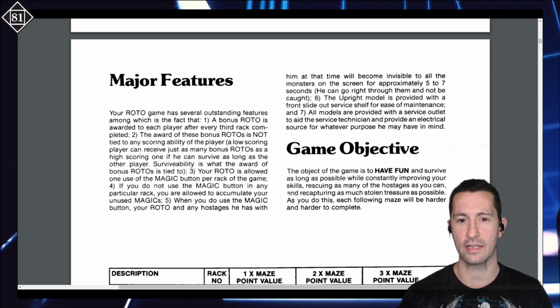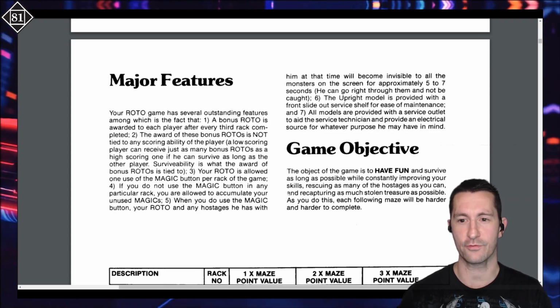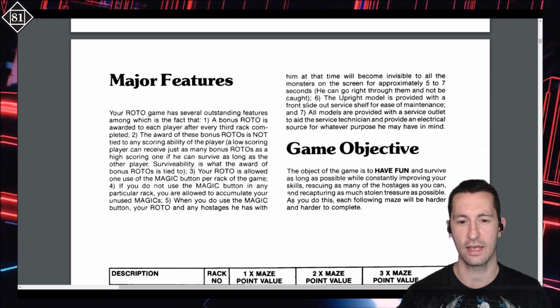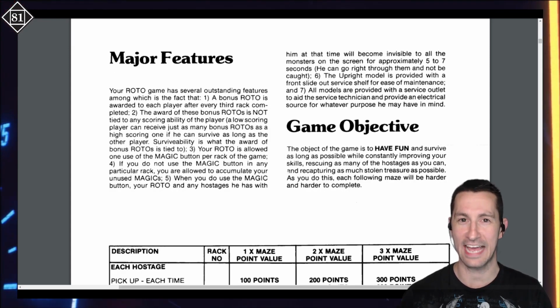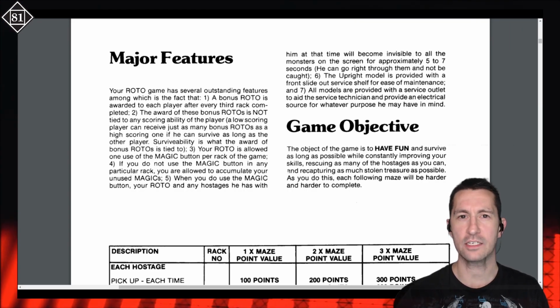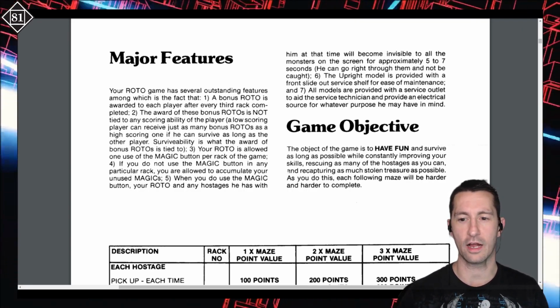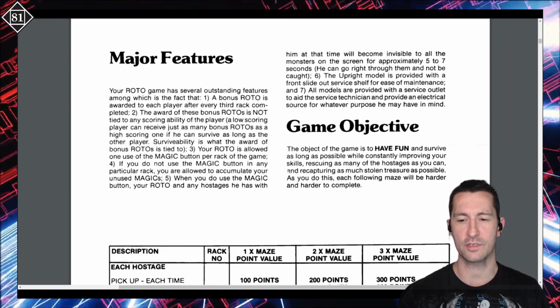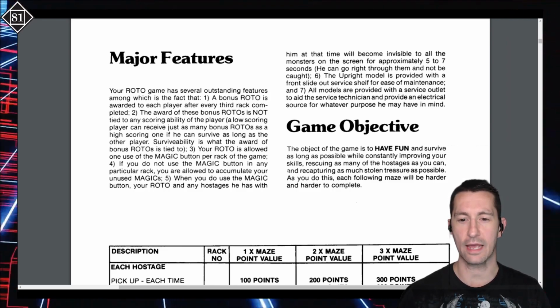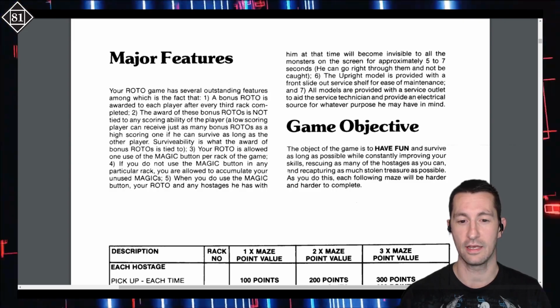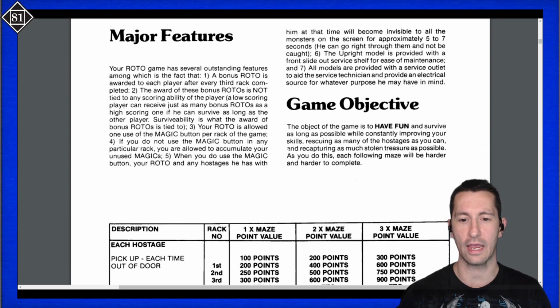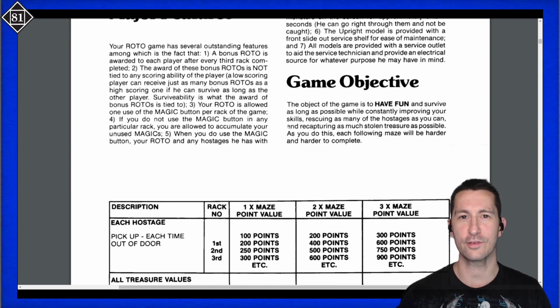The upright model provides a front slide self-service shelf for ease of maintenance. That's for the operators. And the objective of the game is to have fun. That's the objective of chronologically gaming, to have fun and survive as long as possible while constantly improving your skills, rescuing as many hostages as you can, and recapturing as much stolen treasure as possible. As you do this, each maze will be harder and harder to complete, ad nauseum. And then they give us the point score.